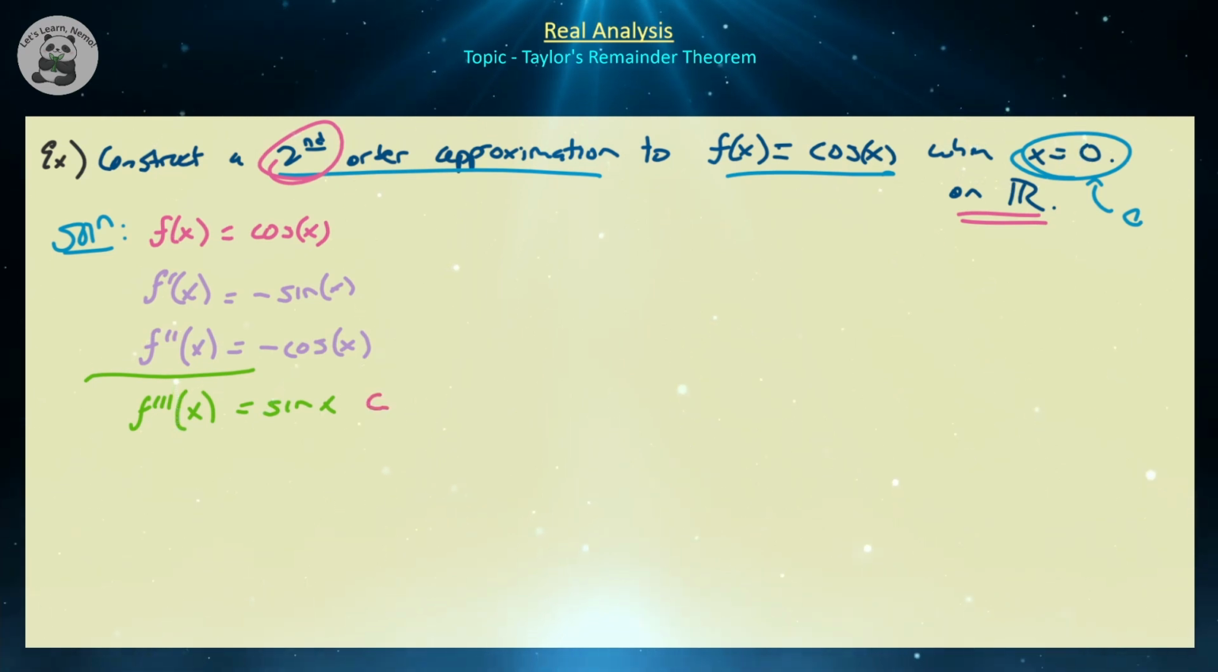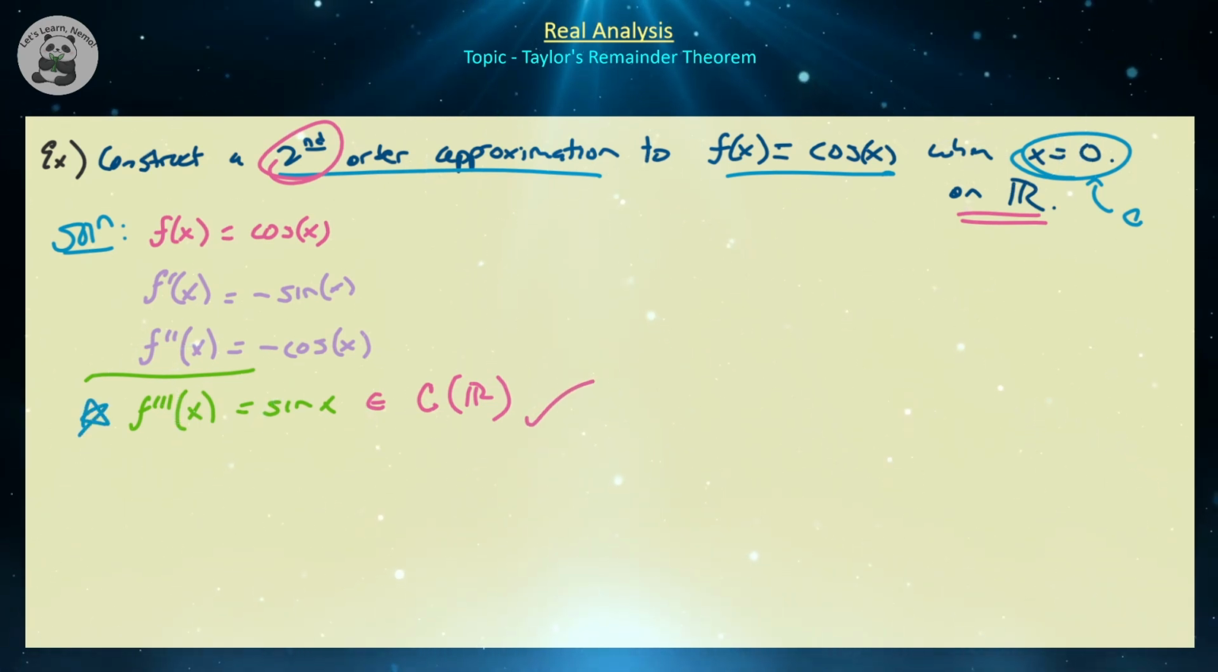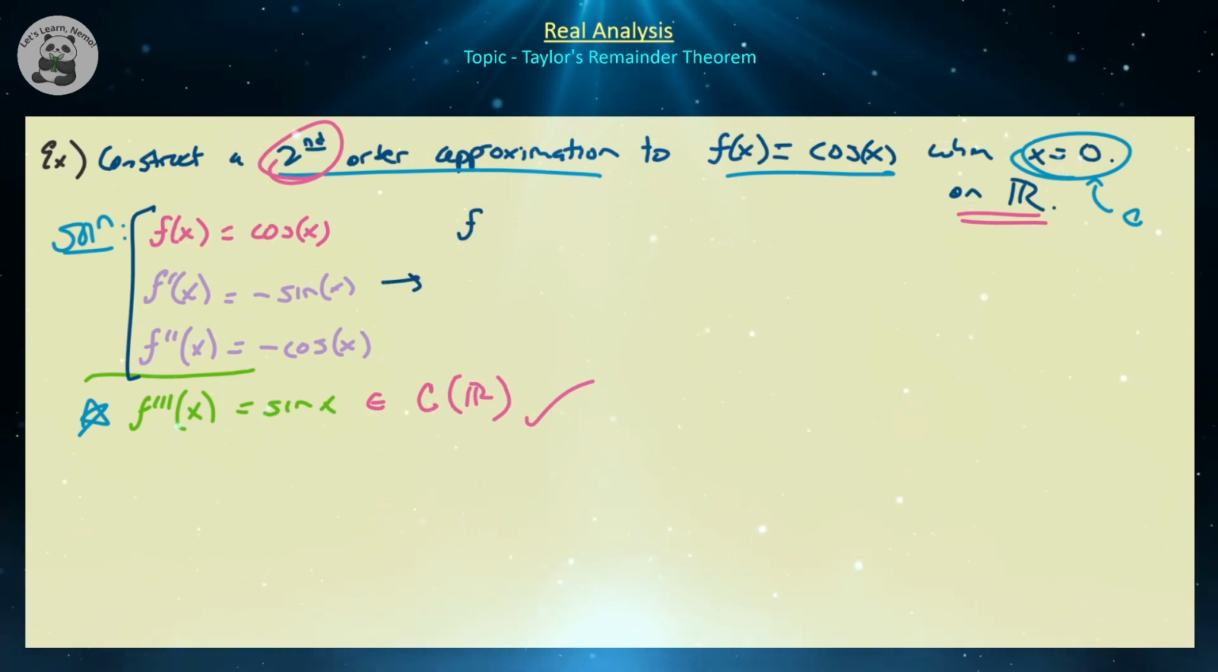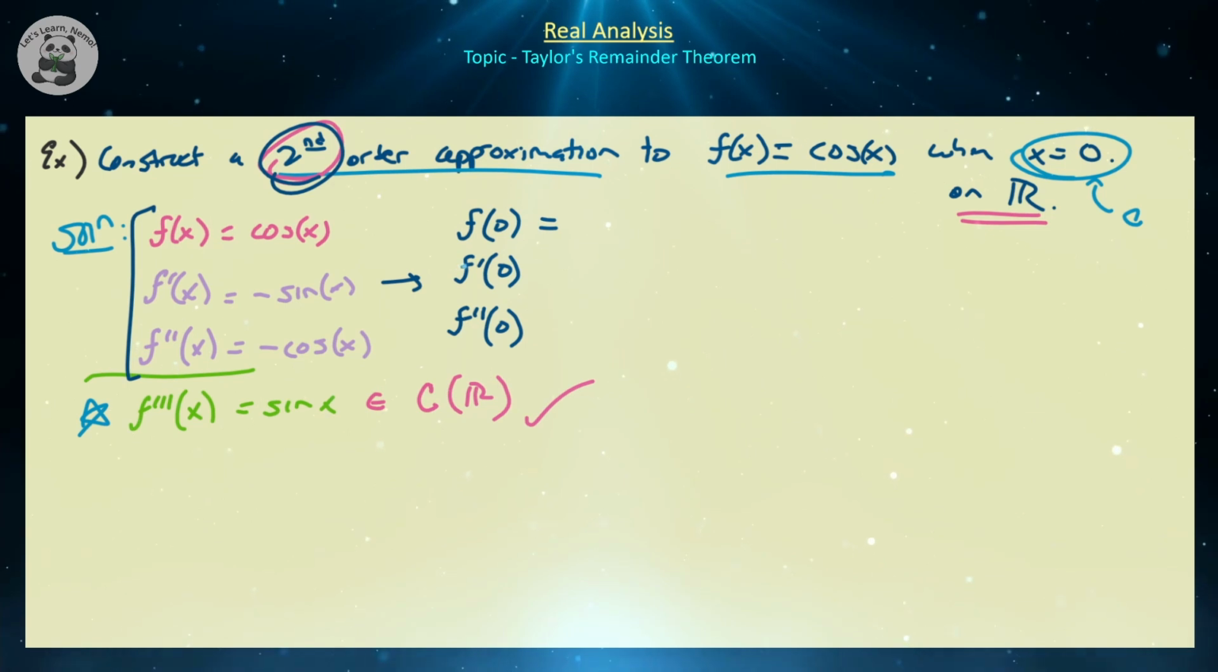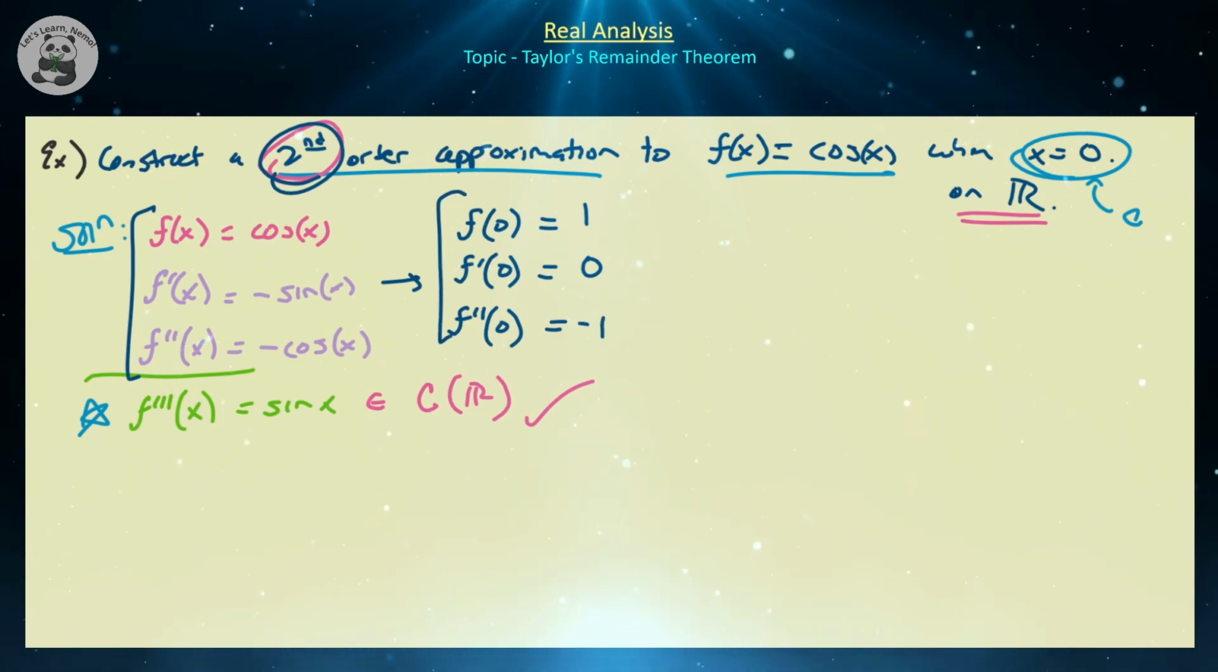So as long as this function is continuous on r, then all is well, because this term is going to give us the remainder term for our Taylor approximation. So once we have f of x, f prime of x, and f double prime of x, then we need to get what we call our Taylor coefficients. Once we have these 3, we're going to do f of c, or f of 0, f prime of c, and f double prime of c for our second order approximation. So the cosine of 0 is going to be 1, the sine of 0 is going to be equal to 0, and the cosine of 0 is going to be equal to 1. So that gives us our Taylor coefficients.